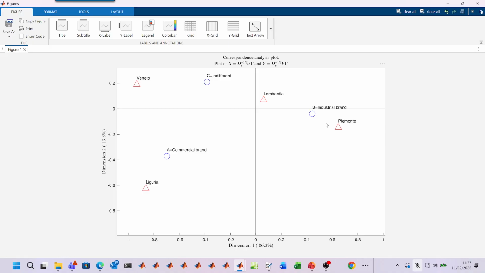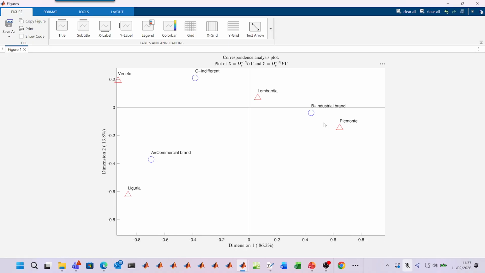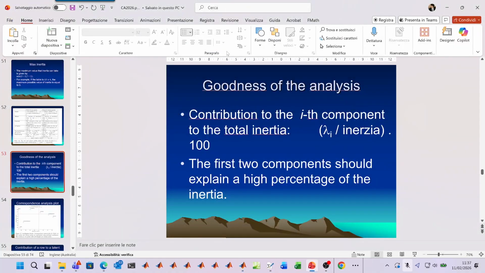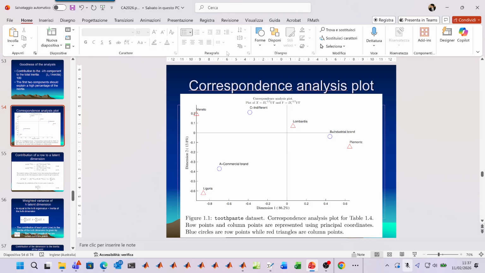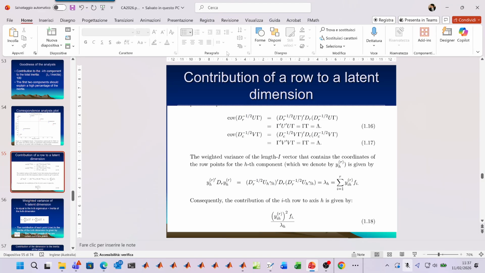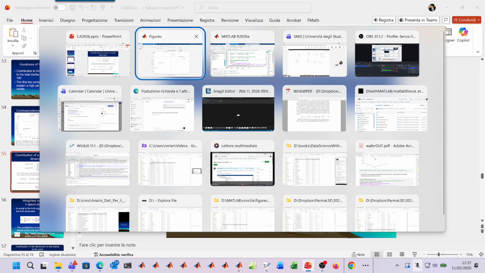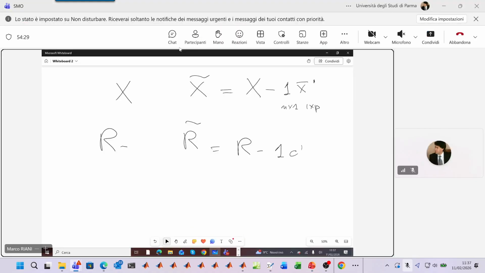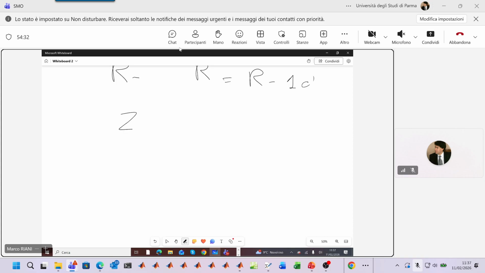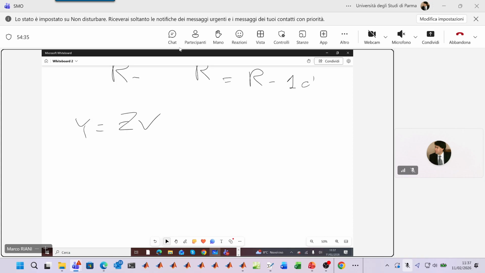Now you want to see, and this shows on the plot, these are the coordinates that are plotted. As in principal component analysis, where you have this matrix Z times V. The covariance matrix of Z times V is what?